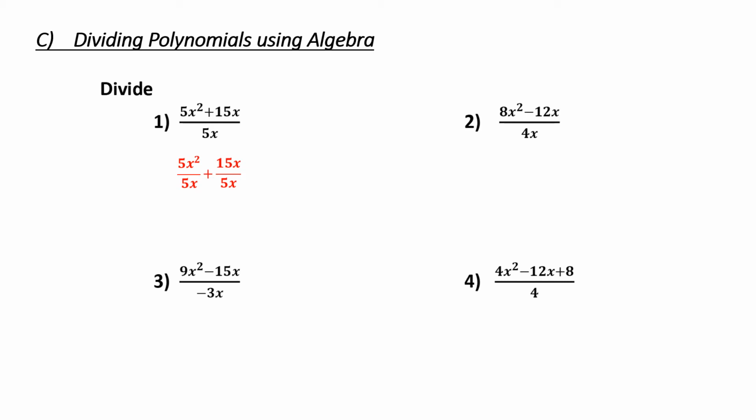I now divide these. 5 divided by 5 is 1. X squared divided by x is x. 15x divided by 5x is plus 3. These are not like terms, so that is my final answer. Stop this recording now and do 2, 3, and 4, and I will do them in a minute.